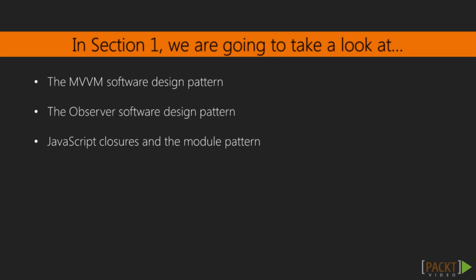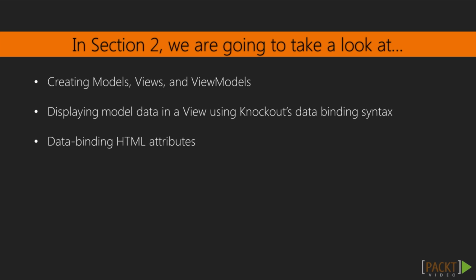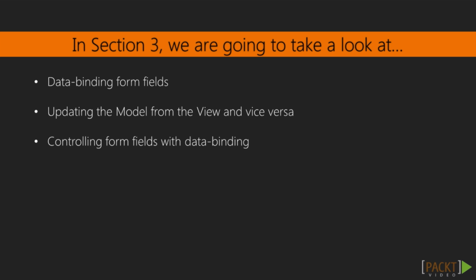In the first section of this course, we're going to explore the two software design patterns on which Knockout.JS is built: the Model-View-ViewModel pattern, or MVVM, and the observer pattern. We'll also cover the JavaScript module pattern, as this will be used throughout this course. In the second section, we'll begin building our sample project and introduce you to one-way data binding, where you will use Knockout to display data on the page. Two-way data binding is covered in the third section, and we'll start adding data entry forms to our sample project.